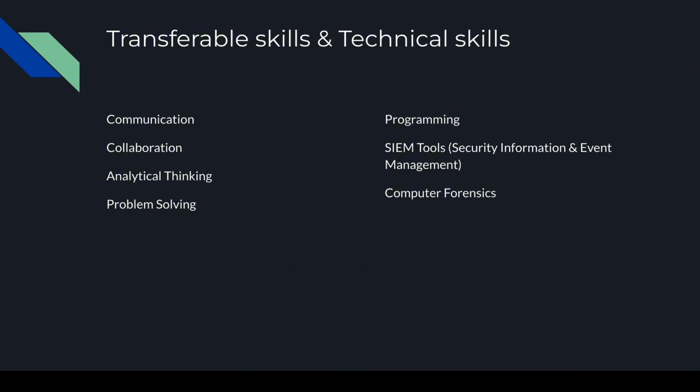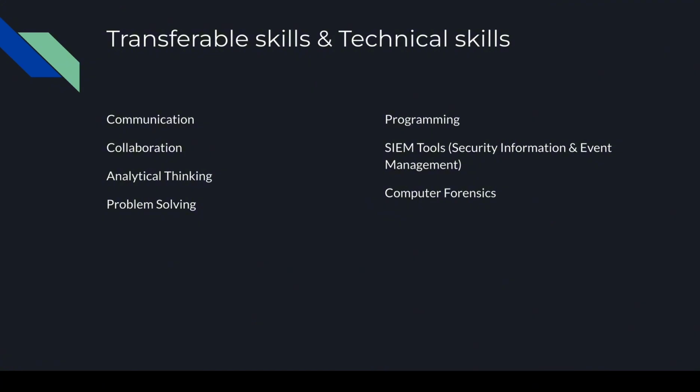Some of the transferable skills are things that come from your life experience or just school, things like communication, collaboration, analytical thinking, problem solving, all of that. You already kind of know it. Communication, how to talk to people. Collaboration, how to work with people. Analytical thinking, how to think properly. And then problem solving, how to take a quiz or exam, things like that. You get the idea.